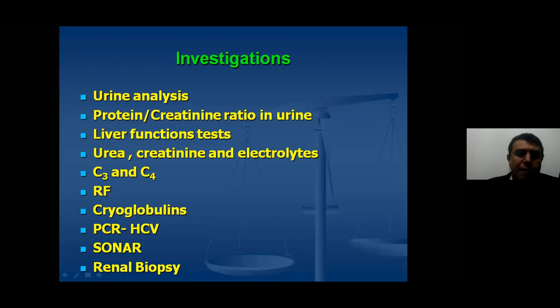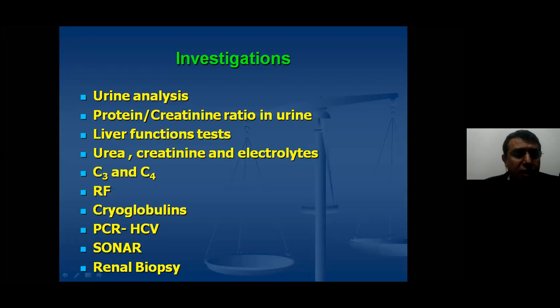When a patient comes with renal affection and hepatitis C virus, urine analysis should be done, since proteinuria should be detected. Liver function tests, kidney function tests, complement 3 and 4, rheumatoid factor, cryoglobulins, PCR for hepatitis C virus, and ultrasound must be done. Of course, renal biopsy here is very important to determine my line of management.